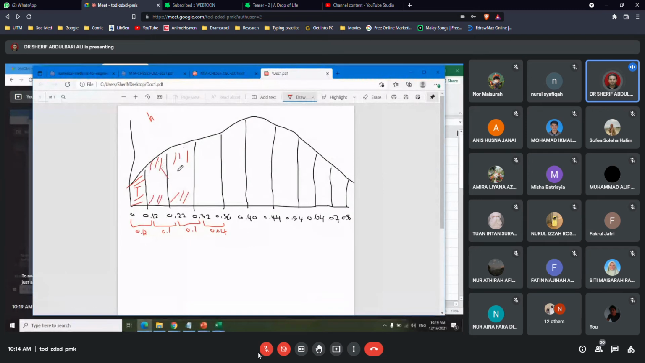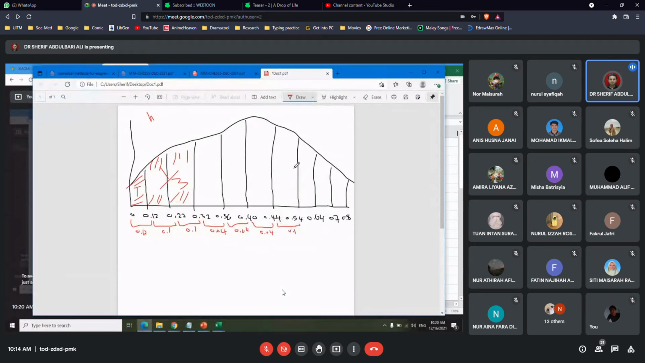One over 3. So I will apply here 1/3. Good. So now we'll check again from 0.36 to 0.4. Okay, the step size is 0.04. From 0.4 to 0.44, the step size is 0.04. From 0.44 to 0.54, the step size now is changed to be 0.1.